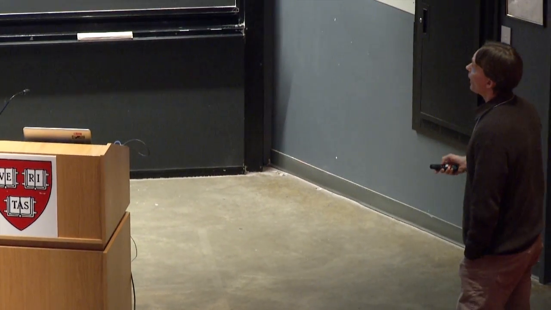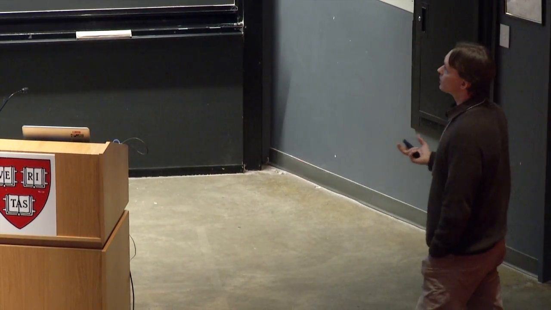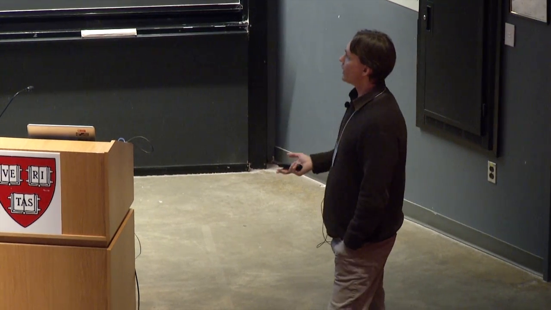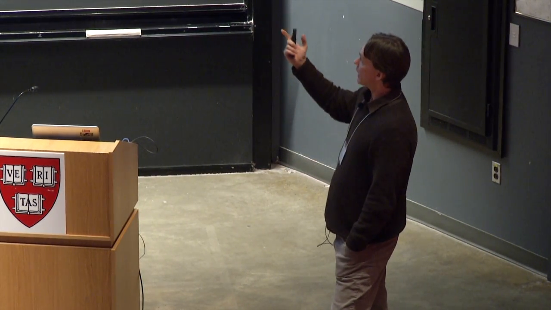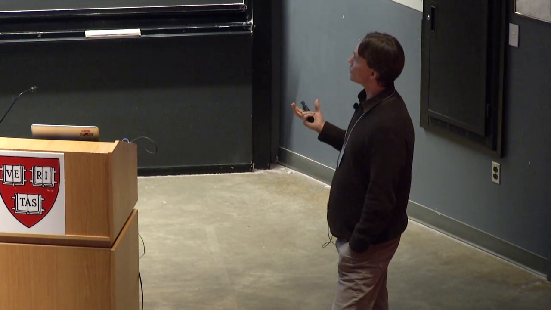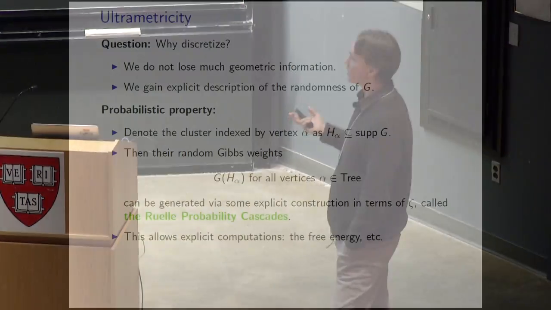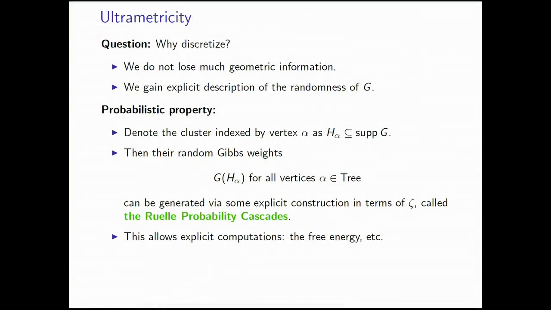Okay, so, in particular, such an explicit description allows you all kinds of explicit computation, and that's one of the reasons you have this explicit formula for the free energy, because you just use explicit computation, because you know exactly how your Gibbs distribution looks asymptotically.